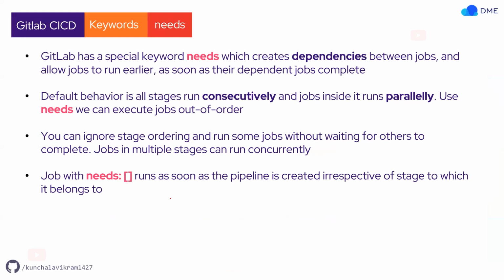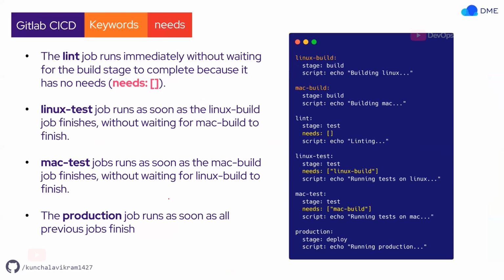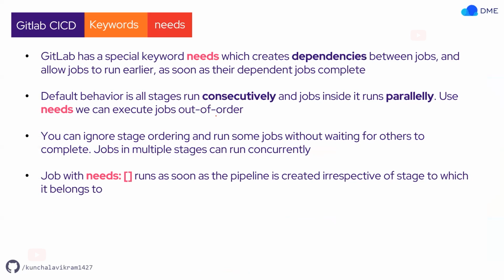So what is this needs? Let me show in an example. What we discussed is all the jobs in a stage will run in parallel, right? But you can change this behavior using needs. So needs basically creates dependencies between the jobs.